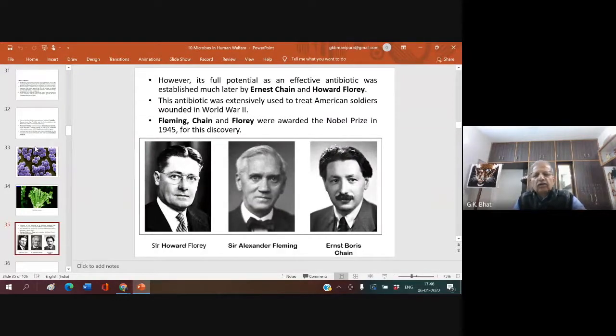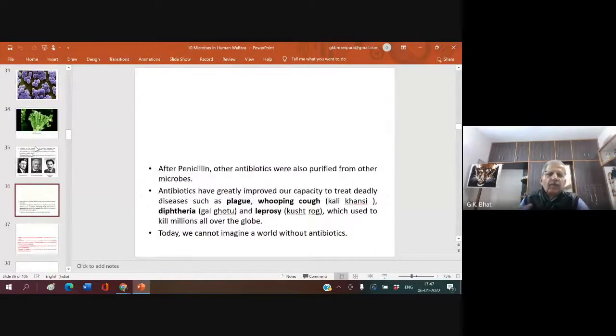Very important, asked in the examination: in which war was penicillin used extensively to treat the soldiers? In 1945, Fleming, Chain, and Florey were awarded the Nobel Prize for this discovery. And today, for each and everything, the doctor will say, let us put antibiotics. So, in day-to-day life, we are extensively using these antibiotics nowadays.